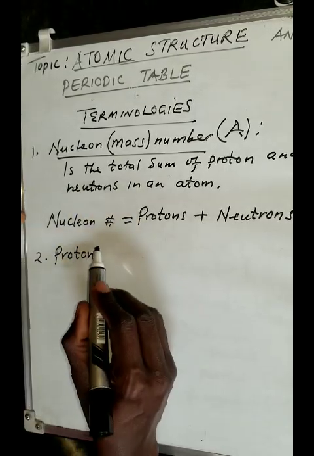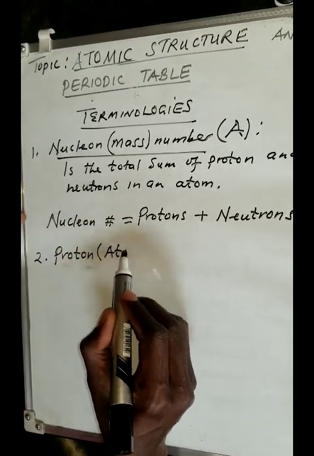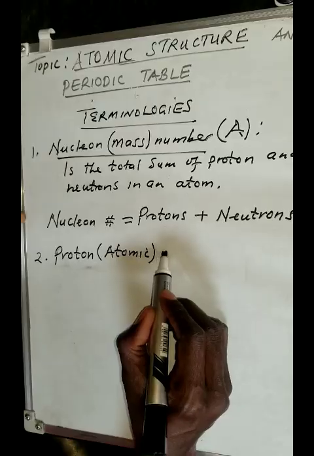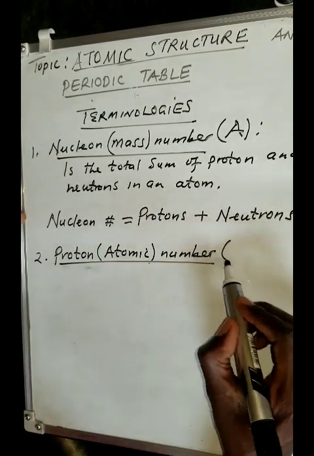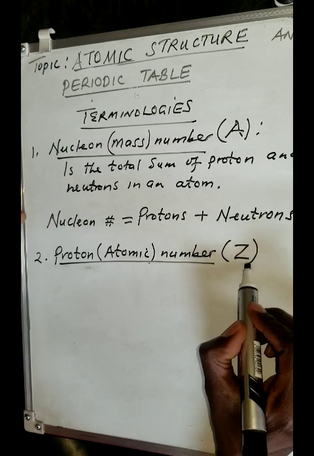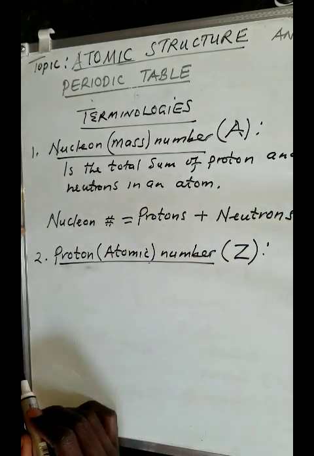Now, the proton number sometimes is called the atomic number. So let me just put that up, and normally that is represented by Z there. So what exactly is the proton number?